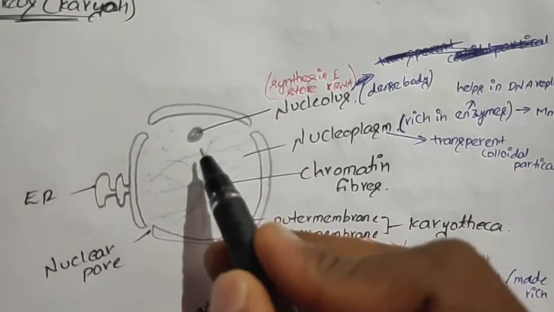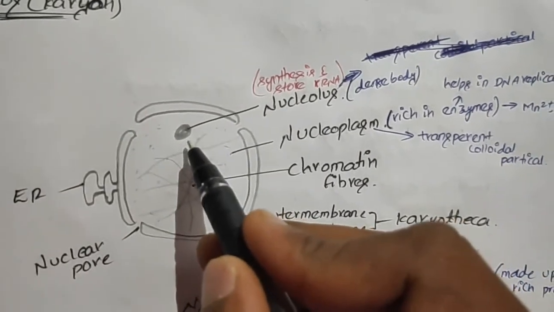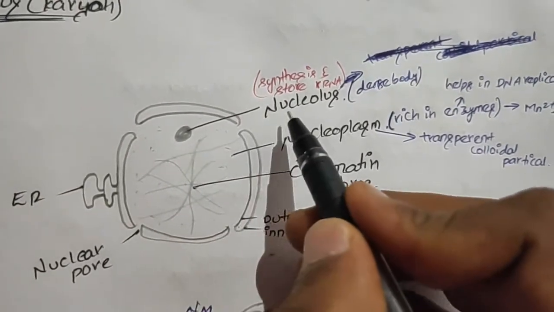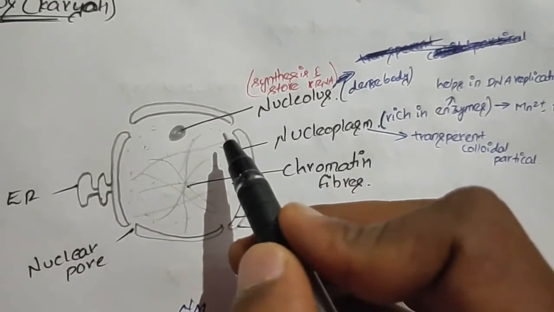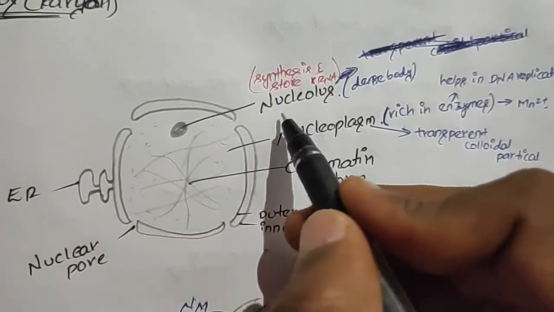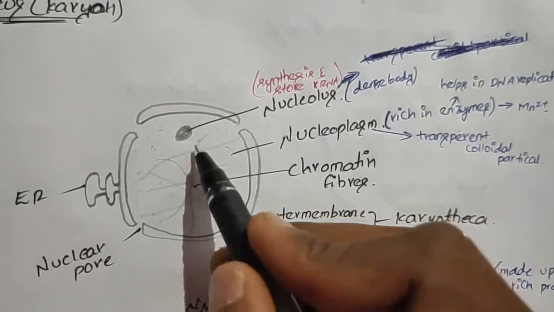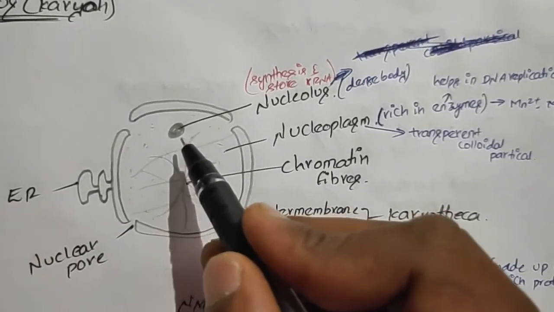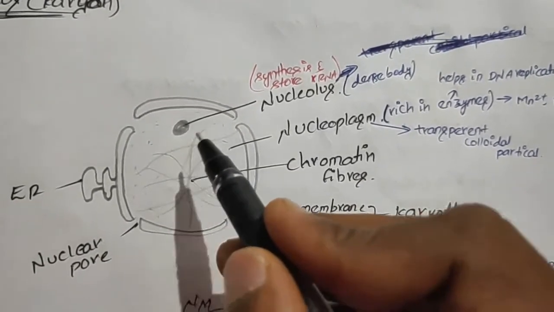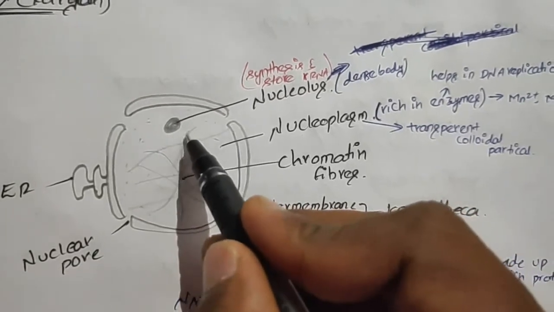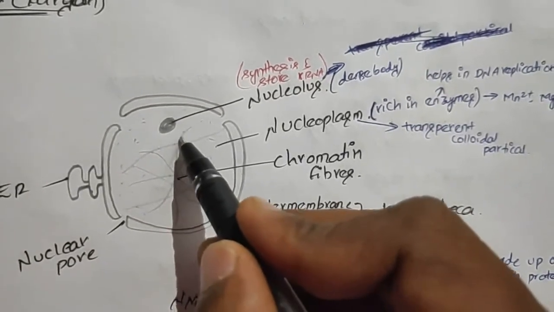Towards one end of this nucleus is present a dark, dense body known as the nucleolus. The nucleolus was discovered by Fontana, and the term nucleolus was given by Bowman. This nucleolus is associated with the NOR. NOR means nucleolar organizer region, which is an extra-chromosomal region.